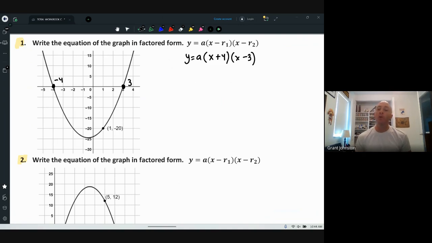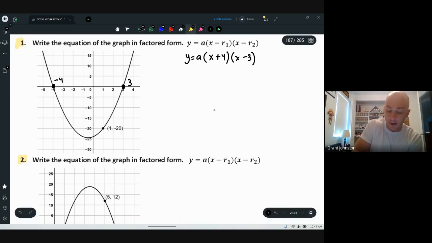Just like when we were doing this with vertex form, in order to find the a value, we're going to pick another point on the graph, it doesn't matter which one, and then substitute it for x and y and solve for a. Now it gives us a point, so let's use this one because a lot of times with these, the graphs don't cross nicely in some places. So I'm going to use that point they give me. -20 is y, and then 1 is x.